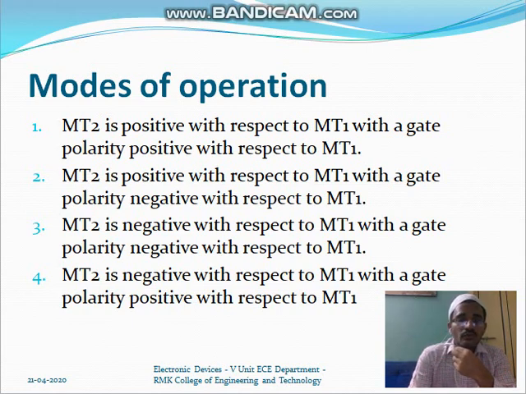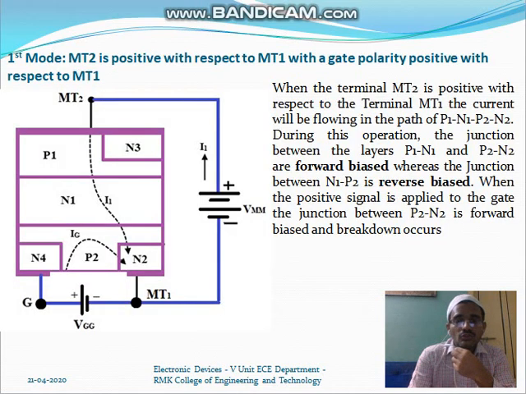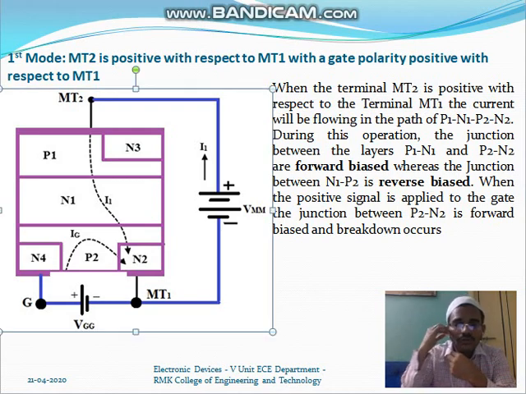Now we just go with the first mode of operation. In the first mode of operation, as I told you, MT2 will be positively connected to the battery, and then MT1 will be connected negatively, and you can see the gate is connected to the positive. And then the negative of the gate supply, that is the VGG, is given to the N2. This is the first mode where the flow of the current will be from P1, N1, P2 and N2.